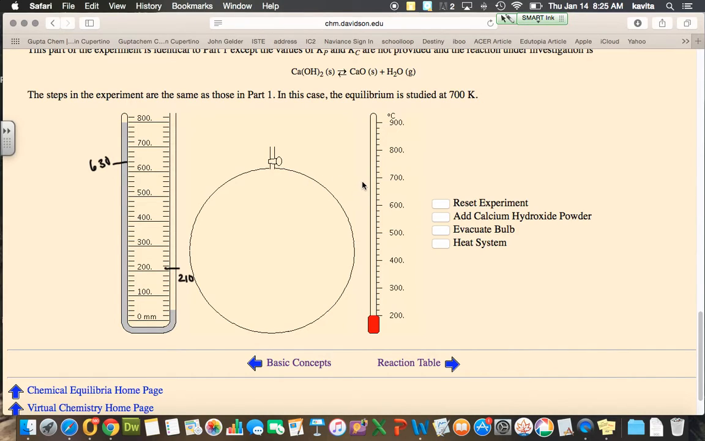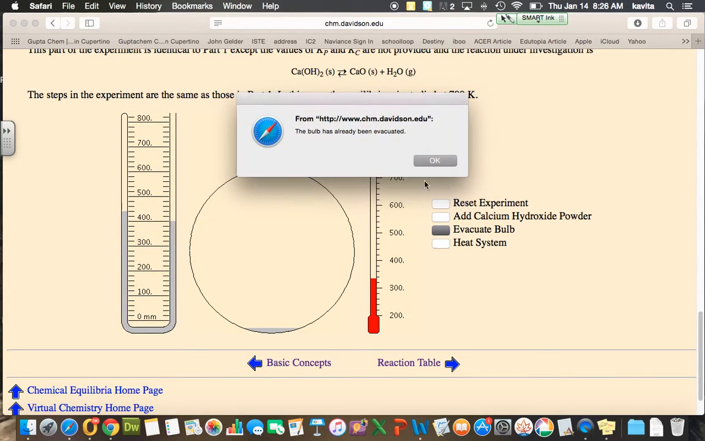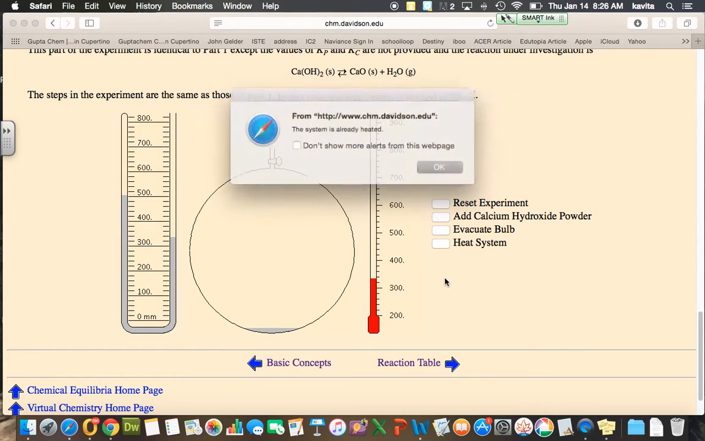Now in this interactive, calcium hydroxide is breaking into calcium oxide and water. This is a heterogeneous equilibrium again. Let's reset this experiment. Let's add calcium hydroxide powder, evacuate the bulb, at which point there is no gas in here, no gas pressure, equal level of mercury on both arms. And then we heat the system. Did we evacuate the bulb? And now we heat this.